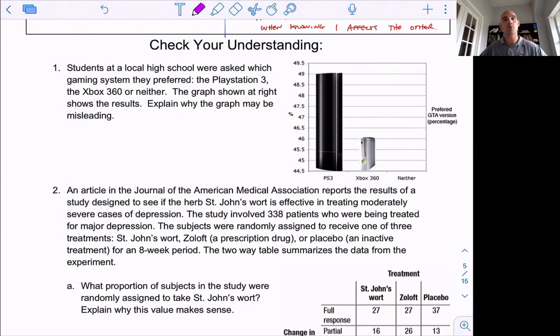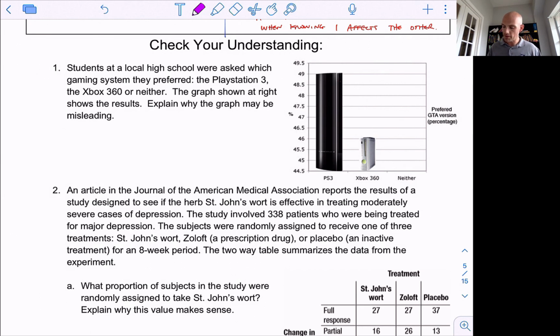Students at a local high school were asked which gaming system they preferred, PlayStation 3, Xbox 360, or neither. The graph at right shows the results. Explain why the graph may be misleading. So when you look at this, why might this be misleading? Well, it kind of looks like the PS3 absolutely blows Xbox 360 out of the water. But then when you look a little bit closer, what do you notice?